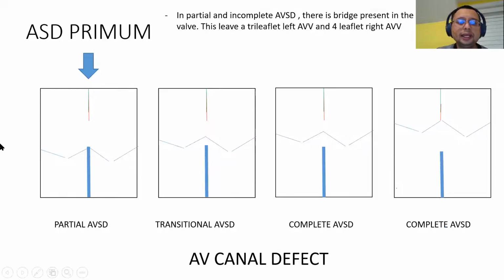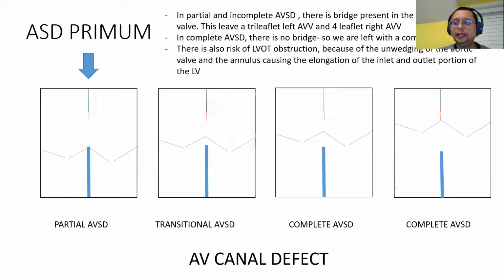So in patients with ASD primum, what happens is you can have a bridge across the left AV valve and the right AV valve. This bridge on the left AV valve gives the appearance of a cleft on the left side of the AV valve. So anyone that has ASD primum, always look for a concomitant mitral valve cleft. In patients with partial AVSD, you have a bridge separating the left leaflet and the right, so the left valve and the right valve. In patients with transitional or complete AVSD, you don't have the bridge. So what you have is a common AV valve.